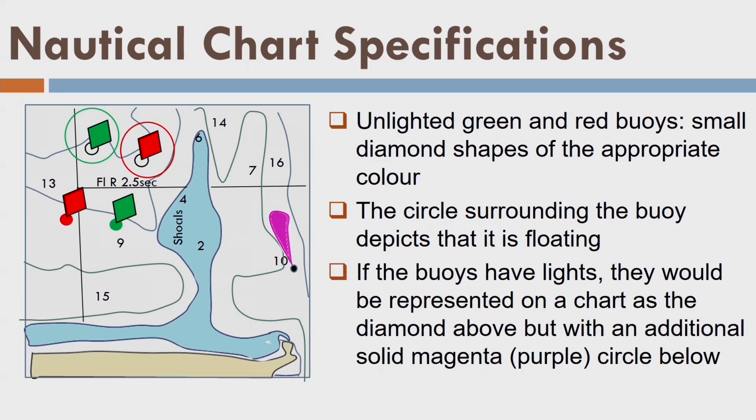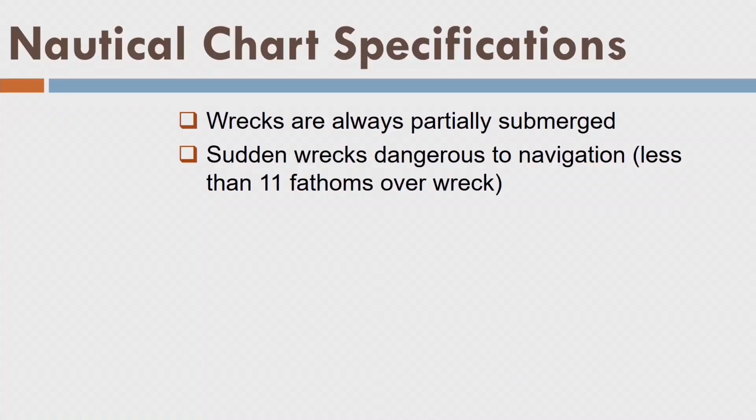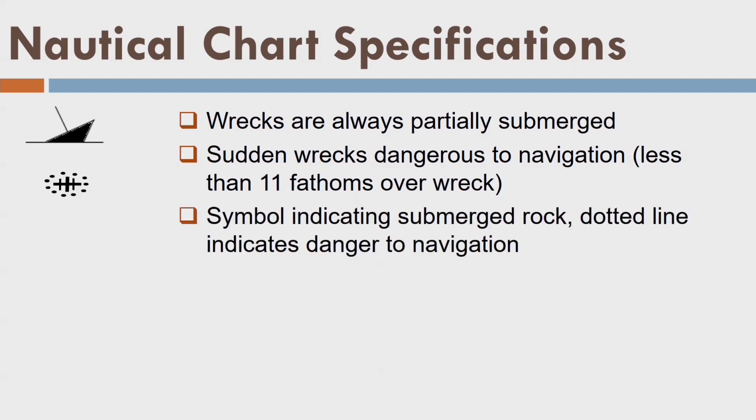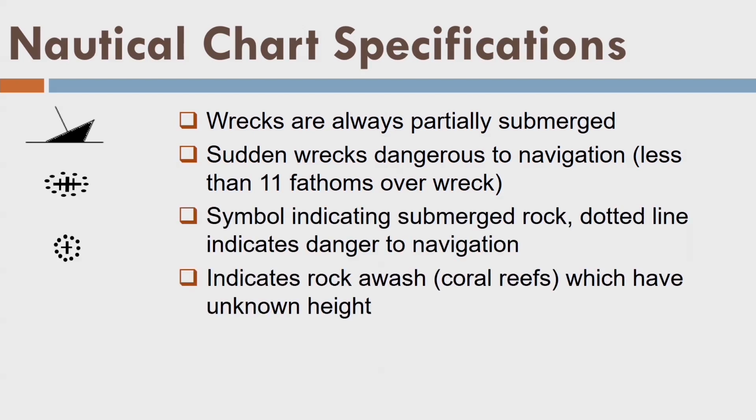Then we have buoys like that, which we are showing with a filled color, a filled circle. They indicate that they have some electric light and they are flashing. Now we have some other features also, like wrecks and sudden wrecks indicating danger to navigation. So, like this. Then we indicate rock awash, and coral reefs which have unknown heights, like this.